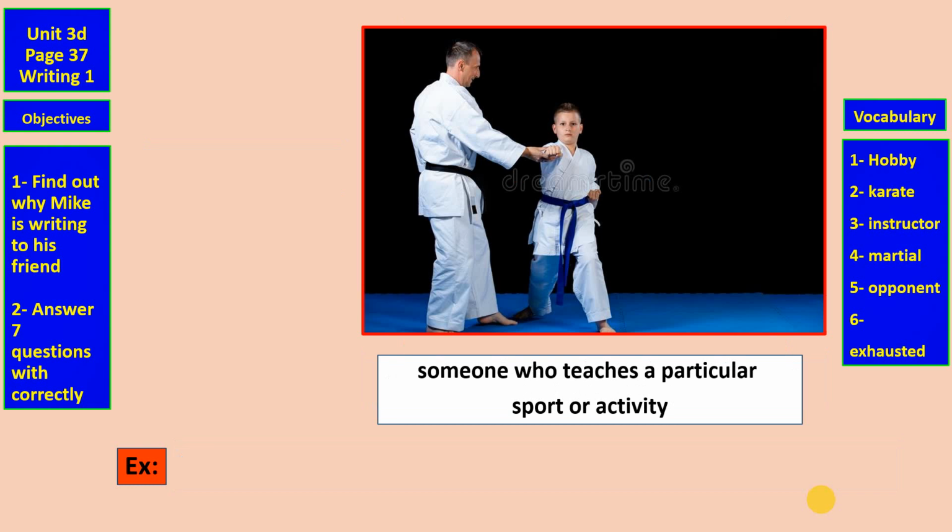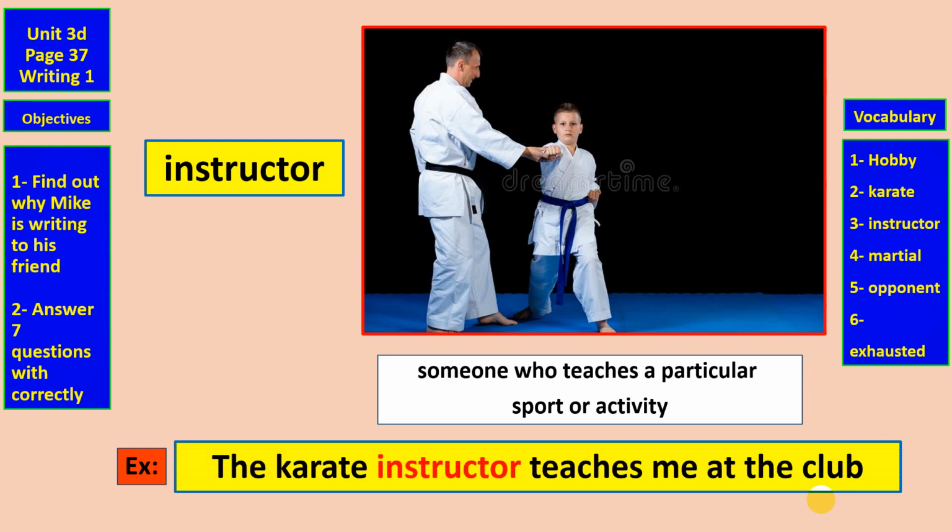What do we call the one who teaches a particular sport or activity? This one is instructor. That's right. Instructor means someone who teaches a particular sport or activity. Have a look at the picture here. Get the meaning? Try to put this vocab in a sentence. Have a look at the example here. The karate instructor teaches me at the club.